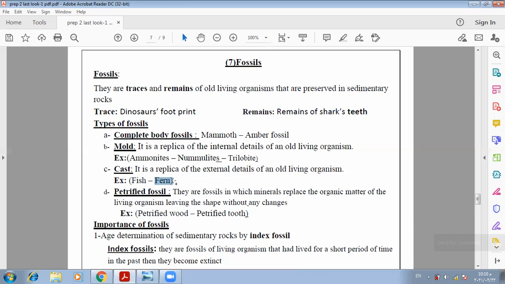Number 4 petrified fossils. They are fossils in which mineral like silica replace the organic matter of living organism, leaving the shape without any change. Okay, يبقى عندنا كان في 3 examples كمان مش 2: petrified wood, petrified tooth and dinosaur egg. كده اتكلمنا عن الفوسلز، عرفنا يعني إيه fossils، عرفنا يعني إيه trace، عرفنا يعني remain وexamples وtype of fossils 1 2 3 4 بالexamples بتاعتهم.